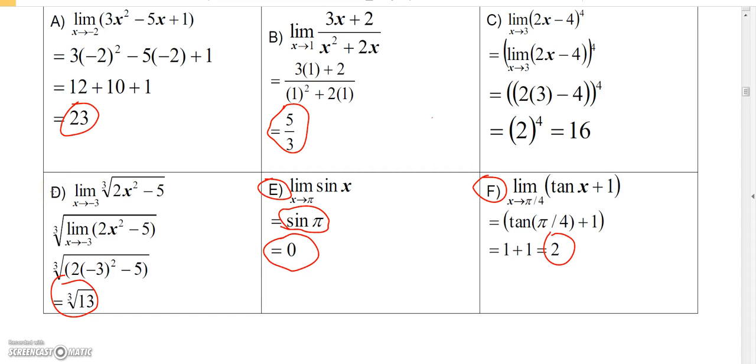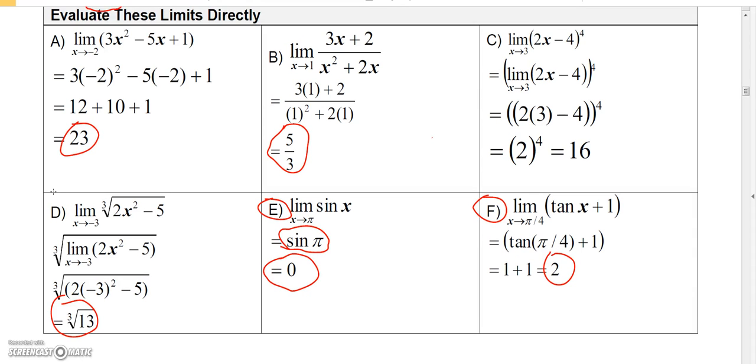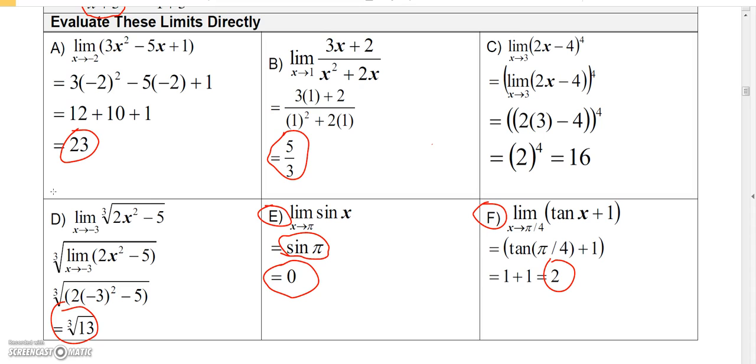Now let me wrap this video up by giving you a strong warning. Every limit that I evaluated in this section could be evaluated directly. But when we discuss limits, you're actually going to run across quite a few limits that cannot be evaluated directly, and you have to use some clever trick to evaluate them.